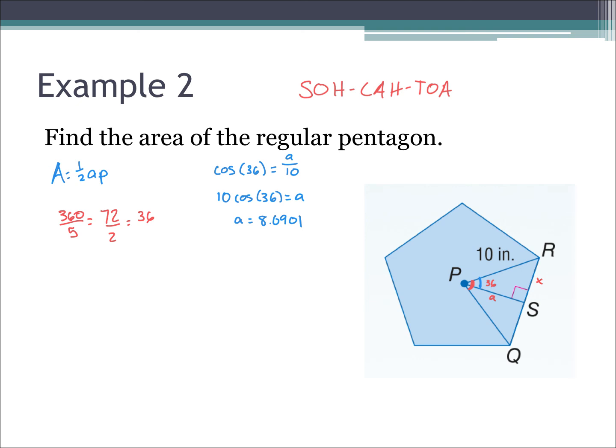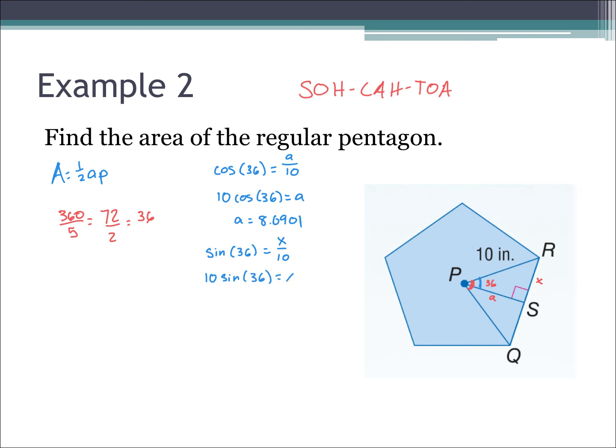Okay, next I'm going to solve for x. Now x is my opposite side, which means I'm using sine. So I have sine of 36 now, and that is going to be equal to x over 10, opposite over hypotenuse. And you solve the same way.